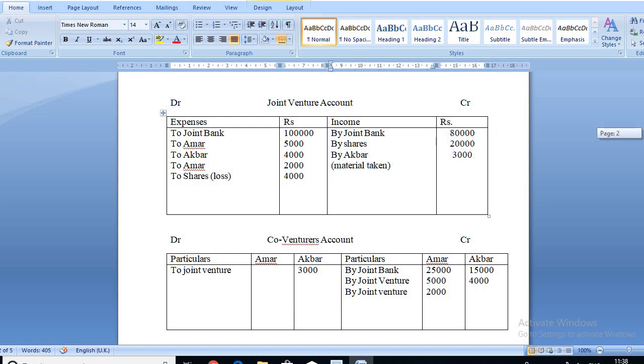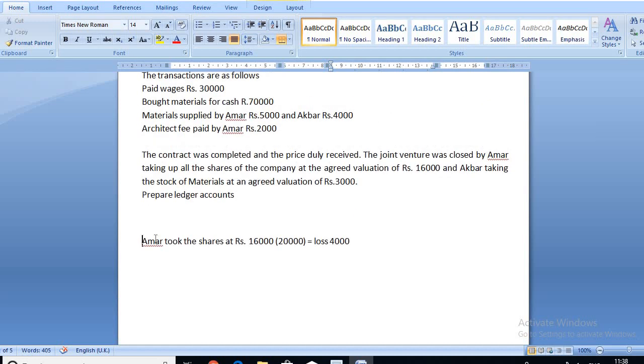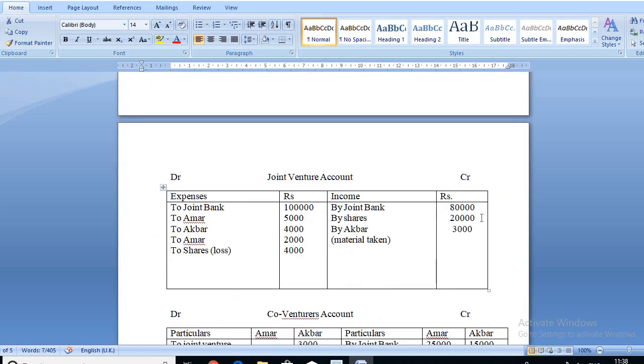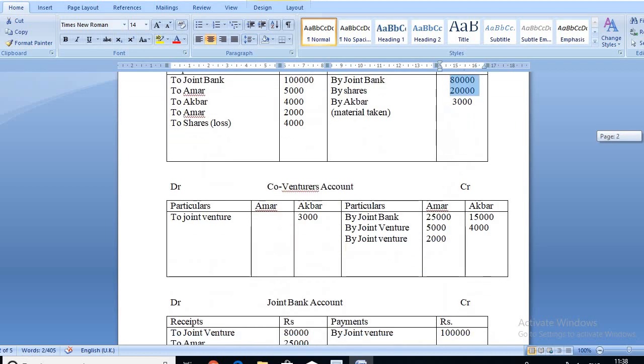But here Amar is taking the shares, so it is not income for the business, because this has already come to us as income. The total contract price is 1 lakh; in that, 80,000 is paid in cash and 20,000 is paid in shares. Amar is taking away income already received. So if shares are taken over by a co-venturer, that should be recorded in the co-venturer's account.